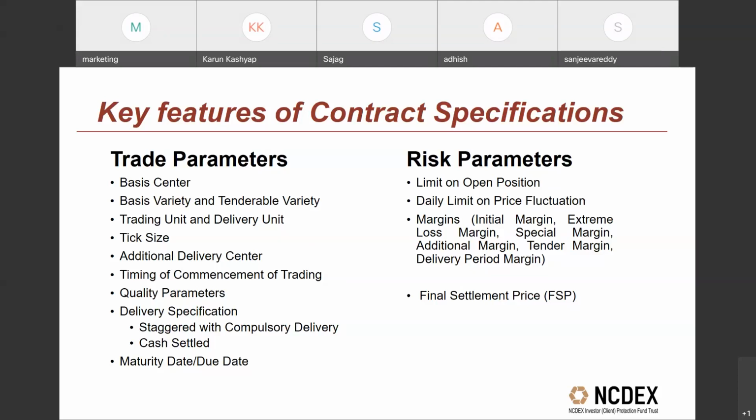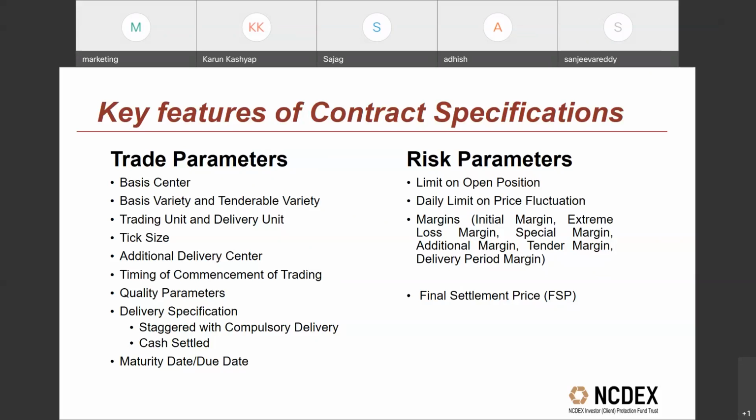And then we have risk parameters, like how we manage the risk of overall trading so that price manipulation does not happen. Limit on the open position means there is a limit on the maximum quantity a certain player can trade, and this limit applies to the trader as well as his broker. Then it is again divided into near month limit and far month limit. Then we have the daily limit of price fluctuation, which in general language we also call the circuit limit.